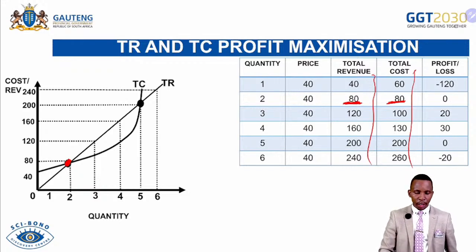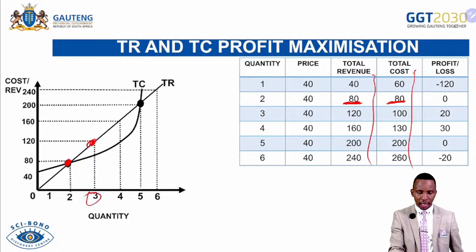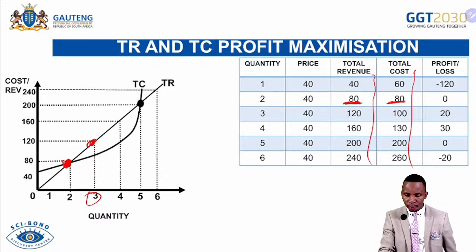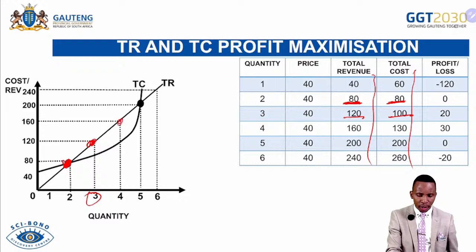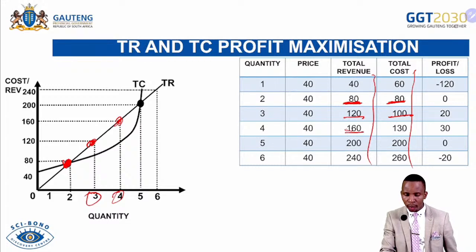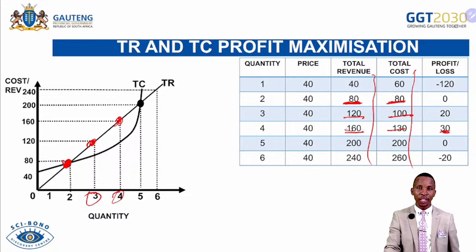And then we have the third point, quantity number 3, which indicates that they are not equal now in this case. Revenues are equal to 120 and costs are equal to 100. So the firm is making a profit in there. And then the next point indicates quantity number 4. Our revenues are equal to 160, our costs are equal to 130. And again, the firm is still making a profit in this case because our revenue is still more than the cost.